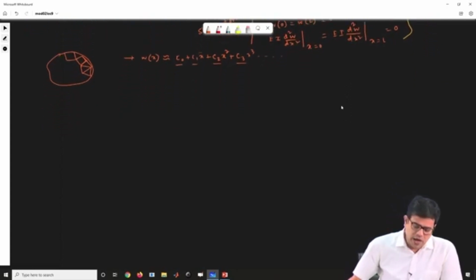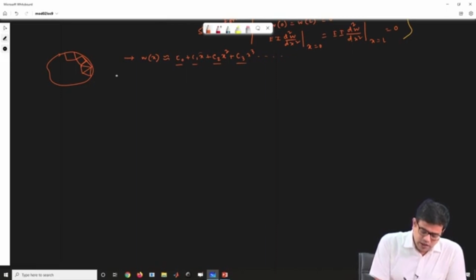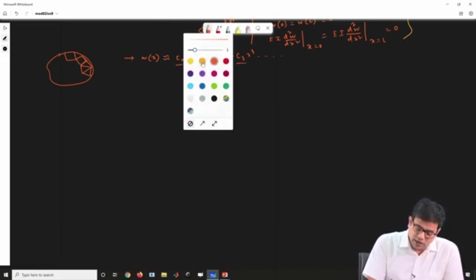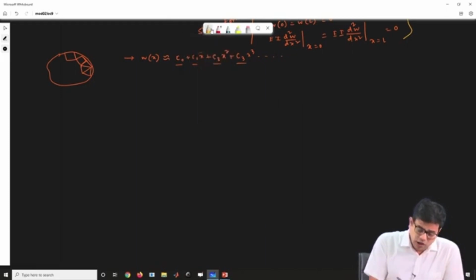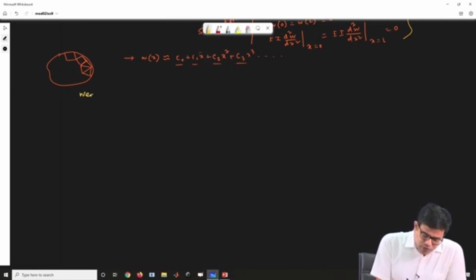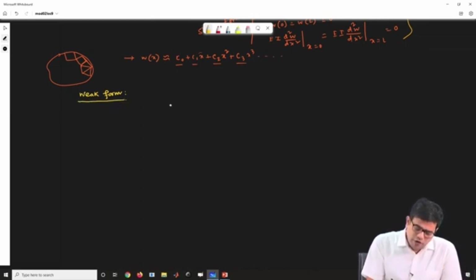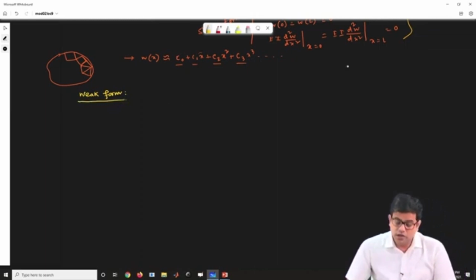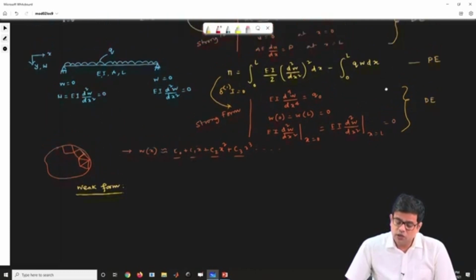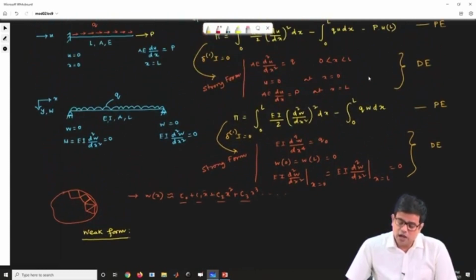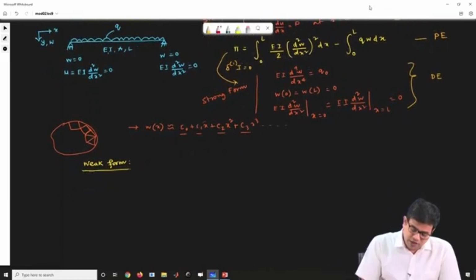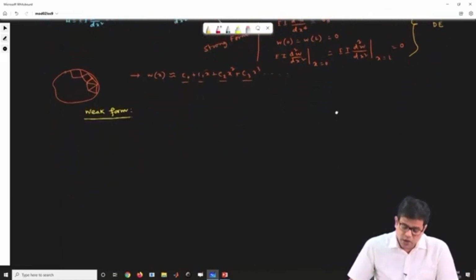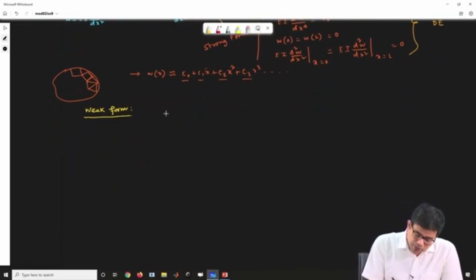That's why the weighted integral technique, or weighted integral statement, sometimes known as the weak form, is proposed. So first let me explain what the weak form is. Suppose you have a differential equation. We can choose a simple differential equation, and then we will explain it for the beam also.